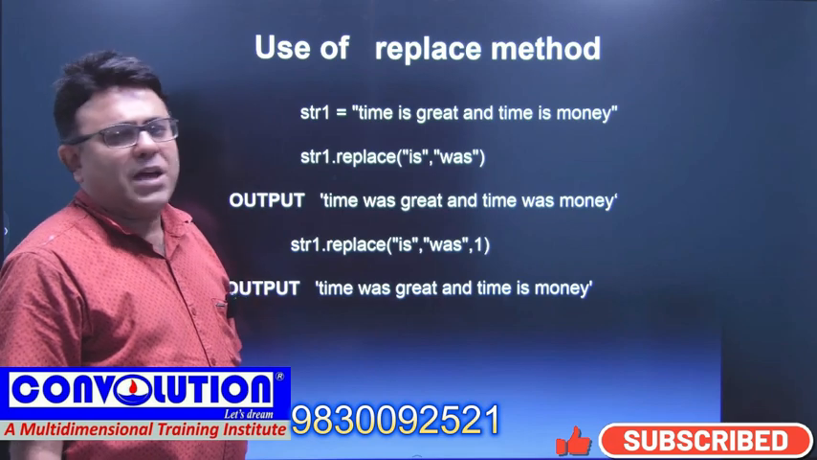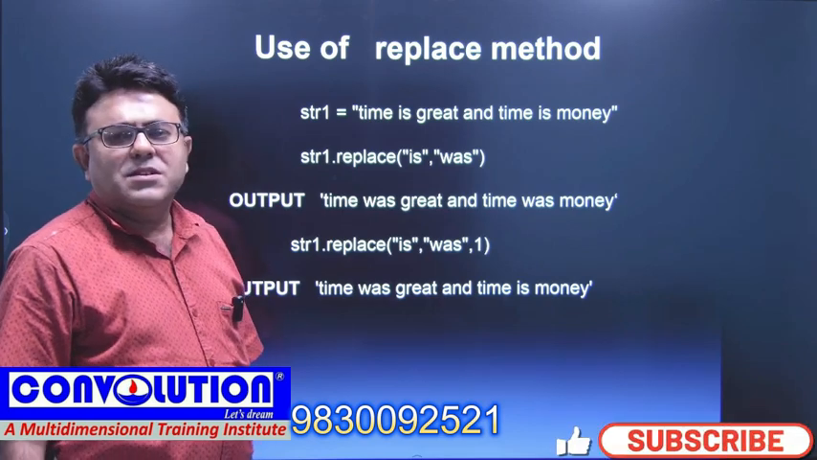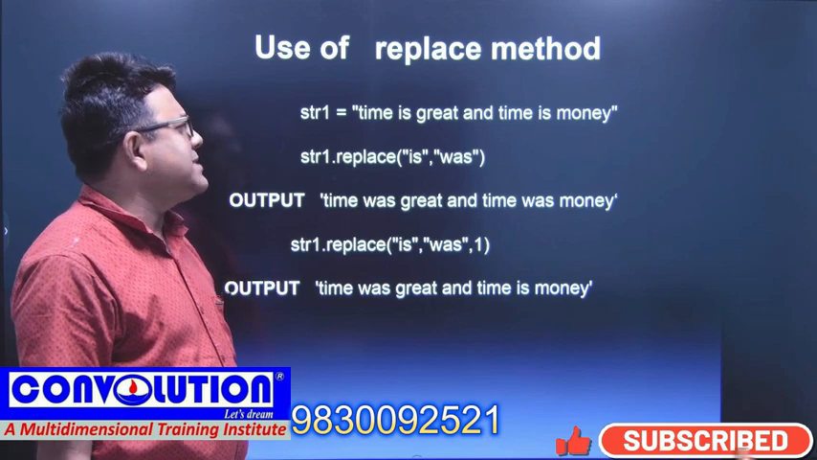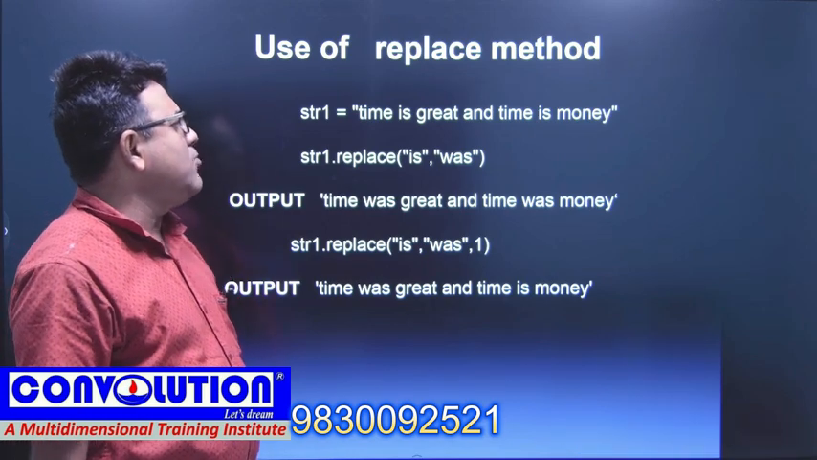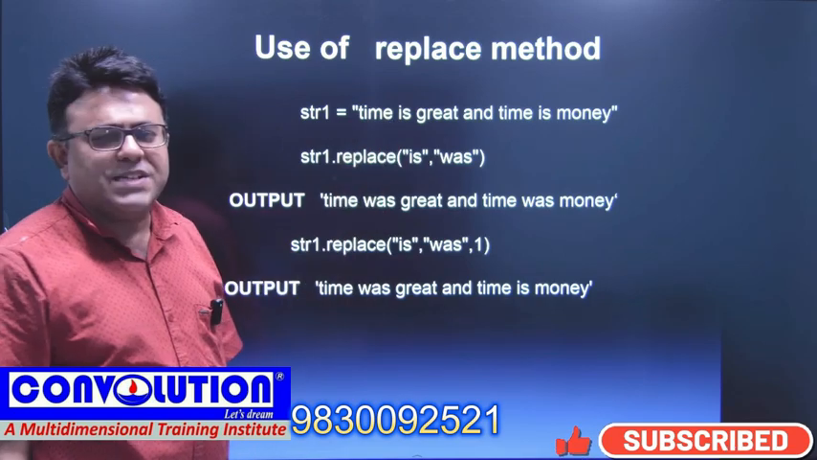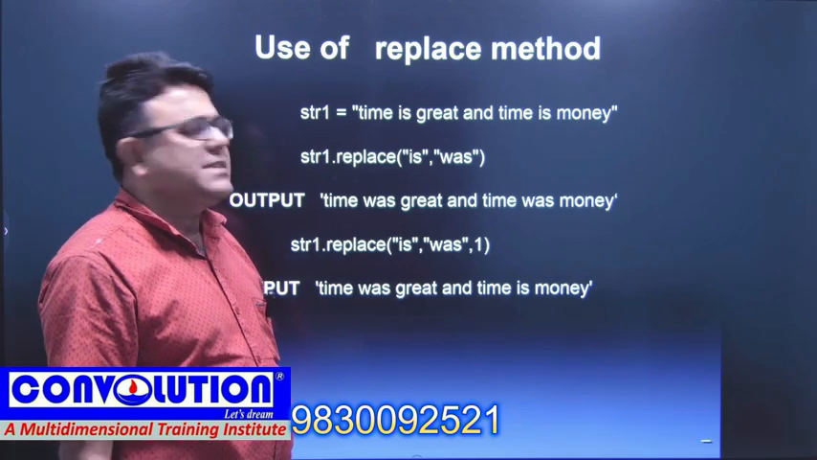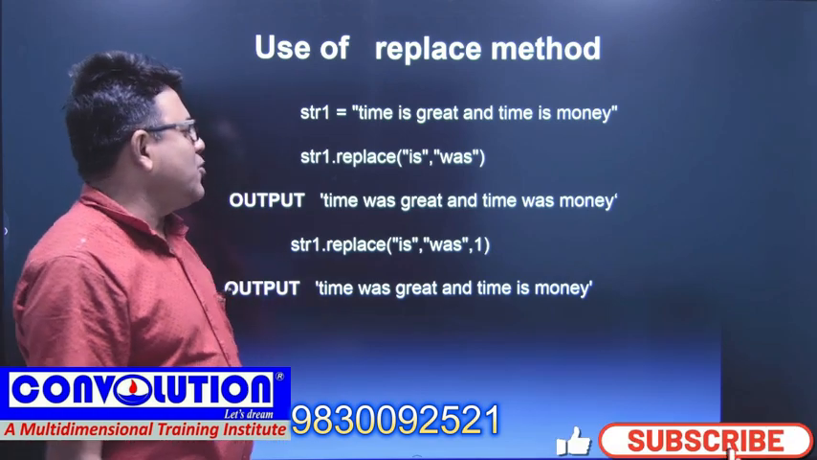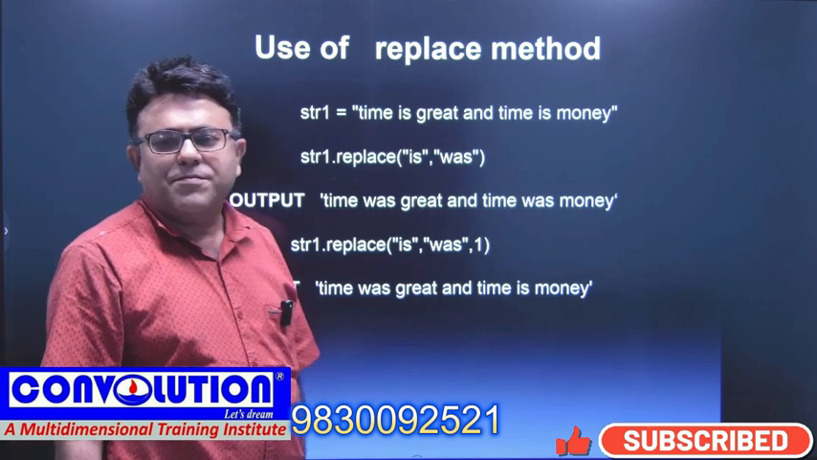Then the replace, what happened? We are passing two things: is, comma, was. So here I am replacing is with was. Look at my output. Time was, this is the point to be noted. This is being replaced by was. Then great and time, again is, this is being replaced by was. So ultimately my output is: Time was great and time was money.